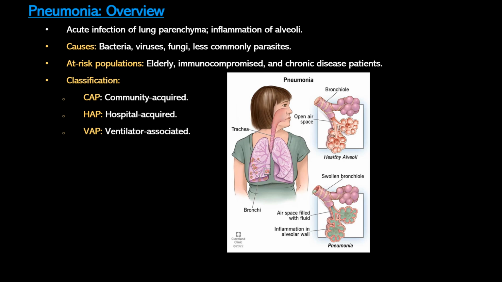Pneumonia is an acute infection of the lung parenchyma that involves inflammation of the alveoli and interstitial tissues. It is caused by a range of pathogens, including bacteria, viruses, fungi, and occasionally parasites. Certain populations, like the elderly or immunocompromised individuals, and those with chronic conditions such as COPD or heart disease, are particularly vulnerable to pneumonia. Pneumonia is classified into community-acquired pneumonia, which occurs in individuals outside of healthcare settings, hospital-acquired pneumonia, which develops in hospitalized patients, and ventilator-associated pneumonia, which occurs in mechanically ventilated patients.